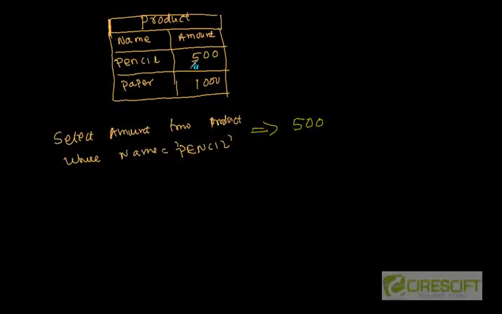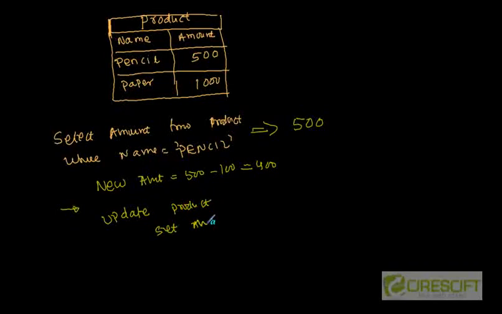Then, since I'm going to sell 100 pencils to that customer, I compute the new amount, which is 500 minus 100, that is 400. Now I have the new amount, and I go and update the product table, setting the amount equal to the new amount, 400.